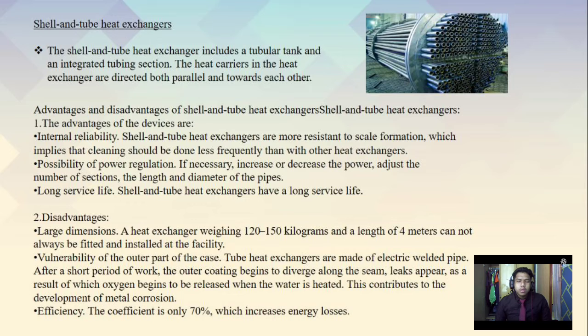So I want to present the shell and tube heat exchanger. The shell and tube heat exchanger includes a tubular tank and an integrated tubing section. The heat carriers in the heat exchanger are directed both parallel and toward each other.